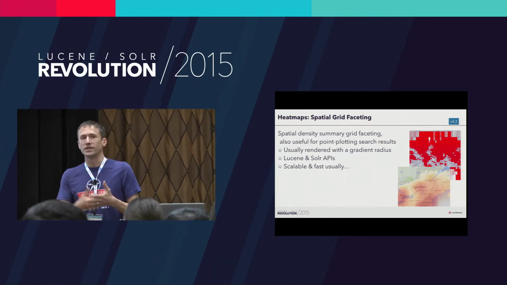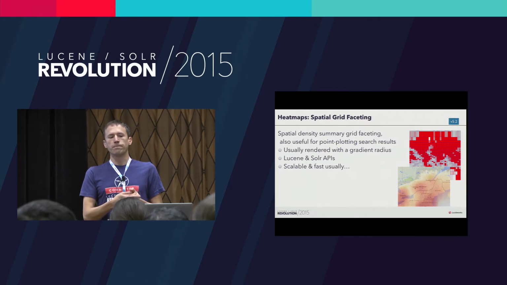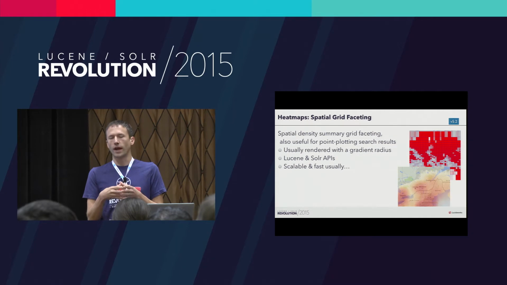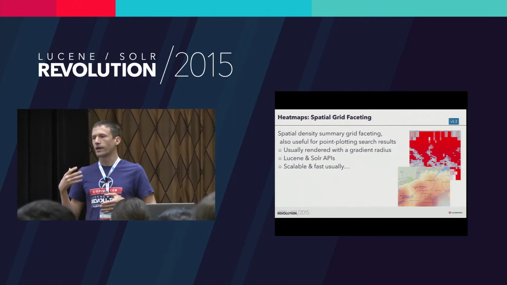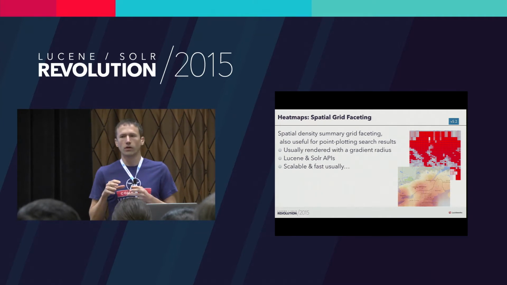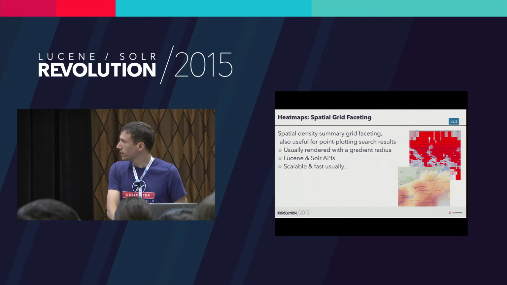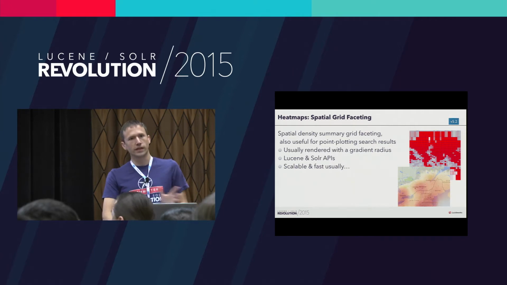And there's a Lucene layer and a Solr layer. Most of the code is at the Lucene layer. That's really where most of the work happens. The Solr layer adds distributed support and a bit more, and hooks into the Solr stuff. And it's scalable and fast usually. I'll tell you where it starts to slow down and where it's fastest.